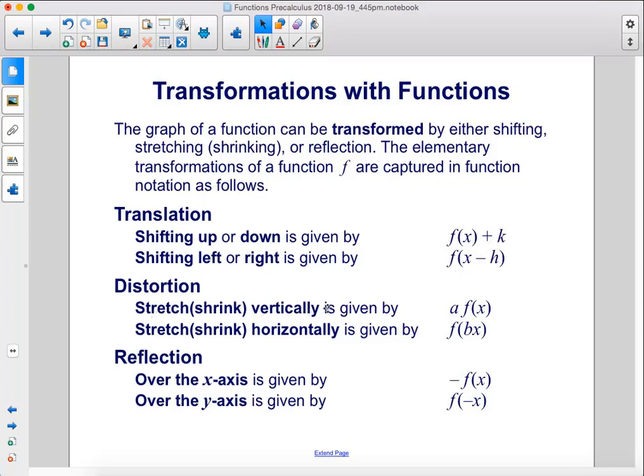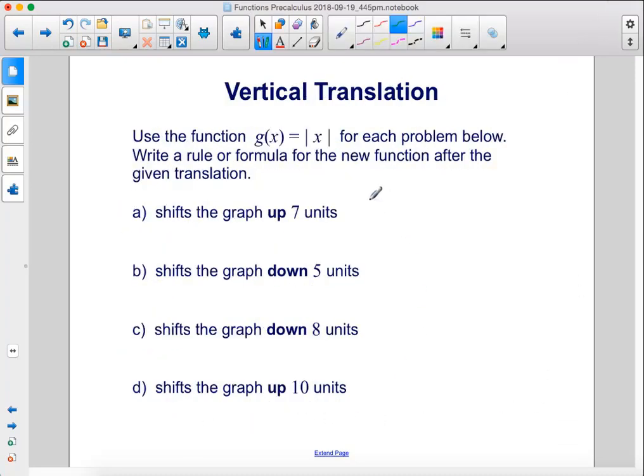Stretching or shrinking vertically is given by a times f of x. Stretching or shrinking horizontally is given by f of bx. Reflection over the x-axis is given by negative f of x, and reflection over the y-axis is given by f of negative x. Use the function g of x equals the absolute value of x for each problem below.